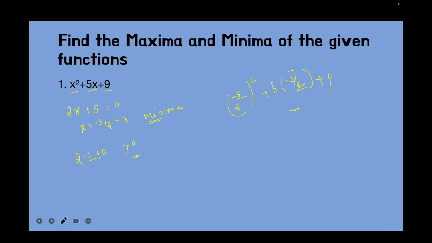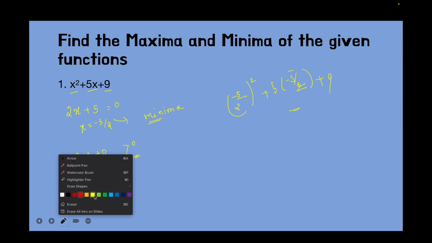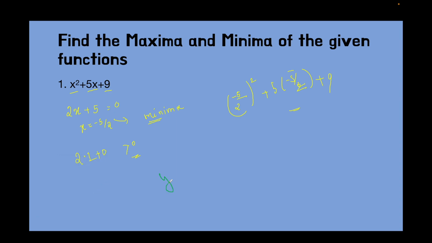Now what you could have done instead of double differentiating it, here is the idea. The function is of the form y is equal to x square plus something. Okay, this is what? A parabola. Coefficient of x square is positive, so it is an upward parabola. So in an upward parabola, what exists? Minima. Is there a maxima? No, maxima is at infinity. Directly could have told. Clear?